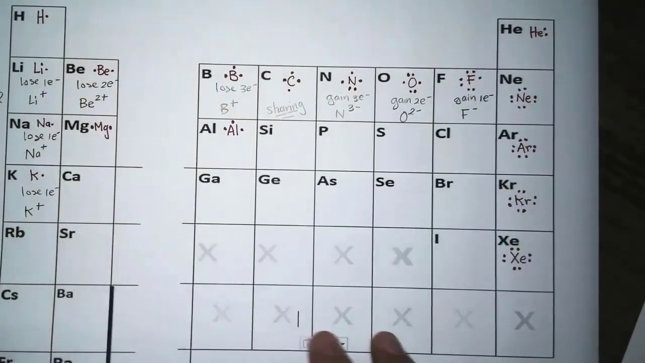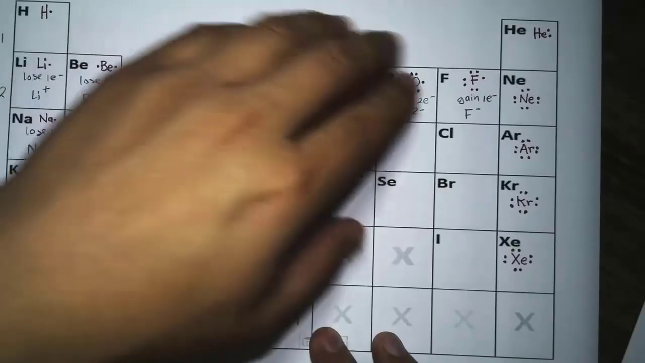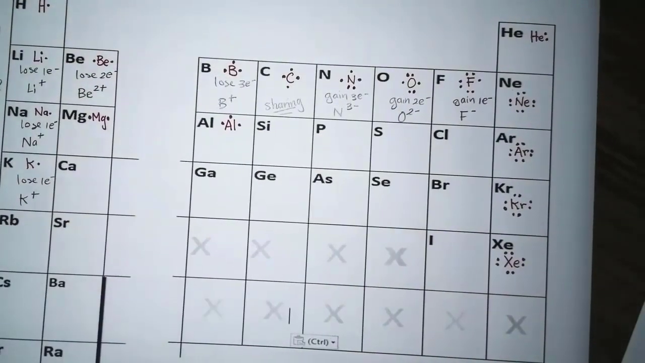And for the remainder of the periodic table, I want you to look at the pattern and determine if the element is going to lose electrons or it's going to gain electrons. And what ions will they become?